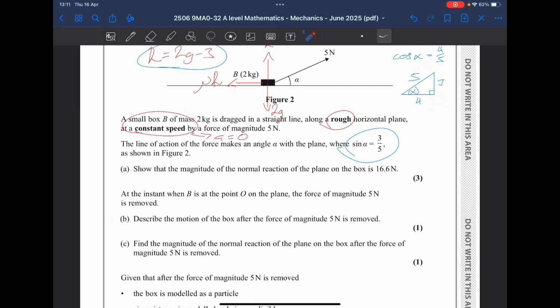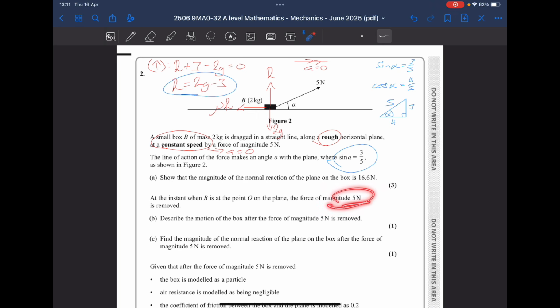Next part of the question then. At the instant when B is at the origin, the force of 5 newtons is removed. So describe the motion of the box after the 5 newtons is removed. Well, we're dragging it along. It's moving and it's on a rough plane. So it's moving and then we stop dragging it. It's just going to slow down and stop, like come to rest. So it's going to decelerate to rest. If you drag something along and stop pulling it, it doesn't just stop instantly. It doesn't slide forever. It will just slowly decelerate due to the friction.